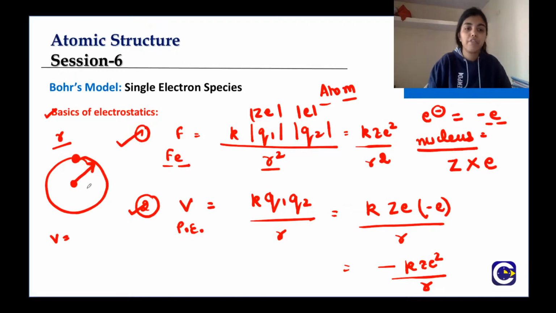V is what? The velocity of the electron which is revolving around the nucleus will be given by V. E will be what? The energy of the electron which is revolving around the nucleus will be equal to E. So these three parameters we need to calculate today.